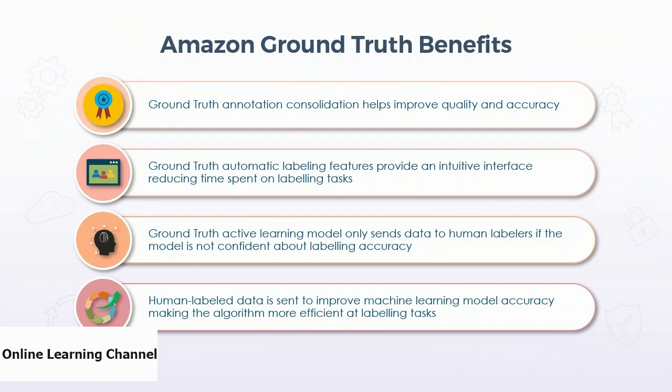Ground Truth enables users to send labeling jobs to internal labelers or to a workforce of 500,000 independent contractors with specific labeling skills across the globe.